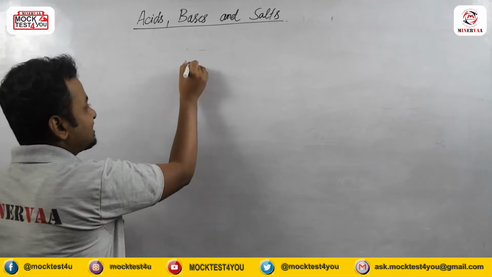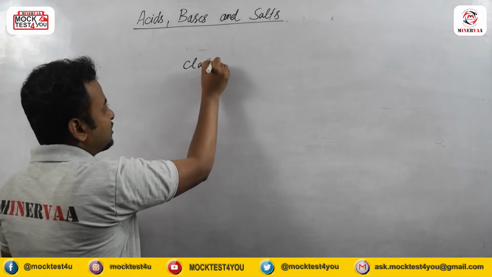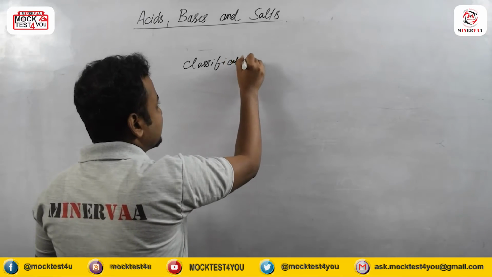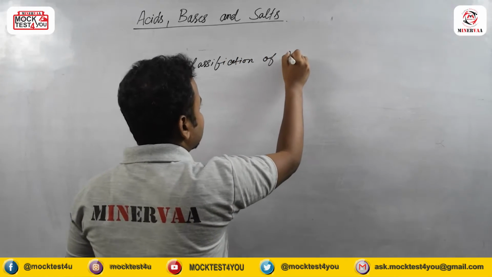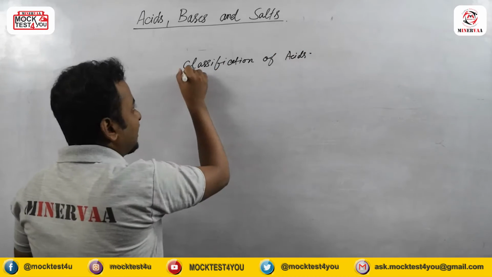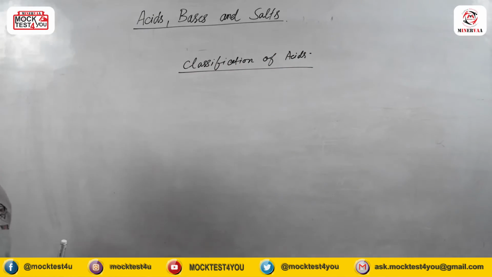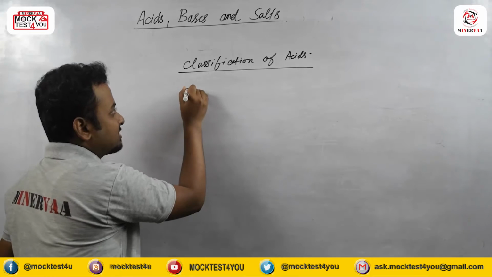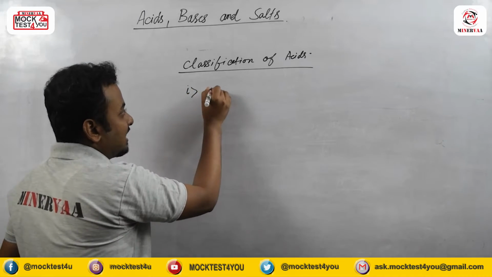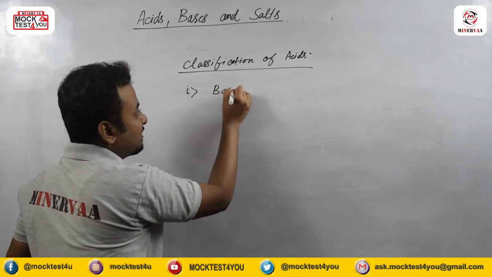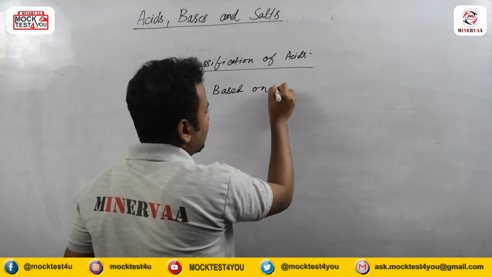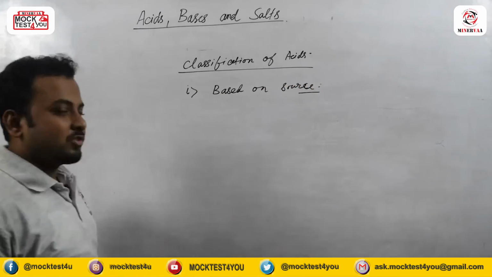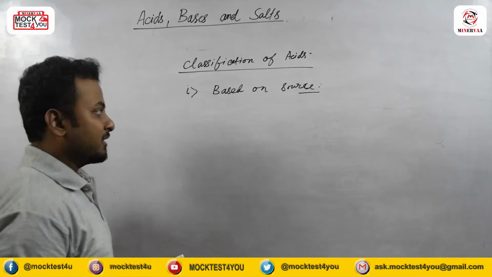Acid can be classified on the basis of many things. Classification of acids. So what are the parameters that we can consider upon which acid can be classified? Number one is based on origin or based on source. So acid can be classified based on the source, from where it is coming.